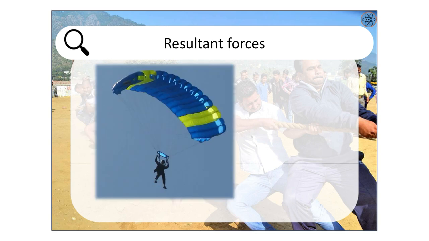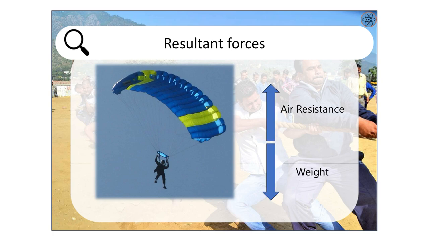If we look at another example briefly, we have a skydiver with his parachute open. We have the weight pulling the person down and air resistance acting in the opposite direction because of the parachute. Let's assume we have 800 newtons of weight and 800 newtons of air resistance. Notice those forces are acting in the opposite direction.